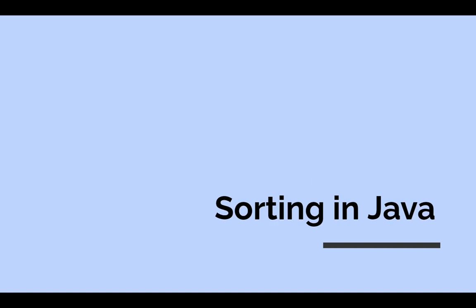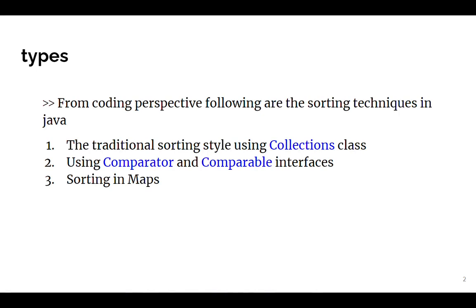In this session, I'll explain different sorting techniques in Java. So let's get started. From a coding perspective, following are the sorting techniques in Java. One, the traditional sorting style using the Collection class. Second, using Comparator and Comparable interfaces. Third, sorting in maps. Let's see one by one.